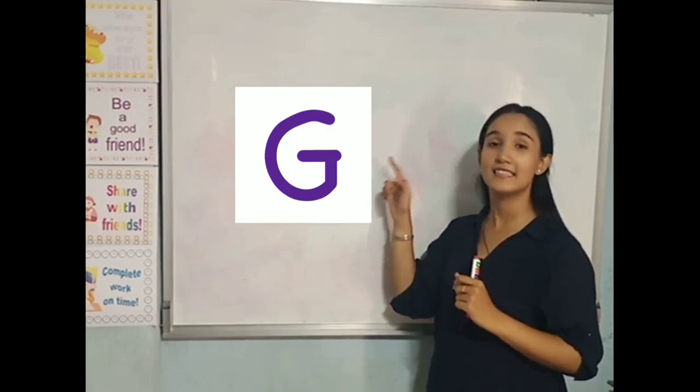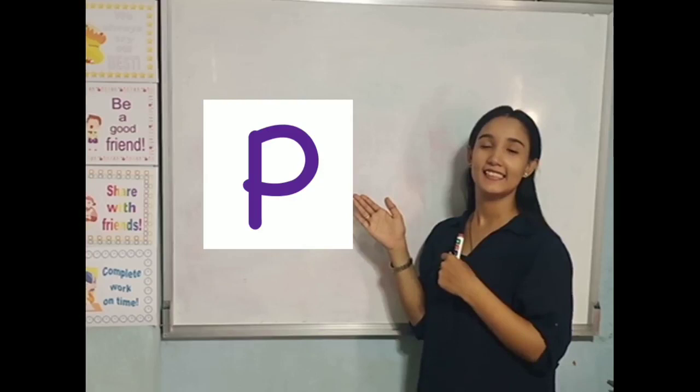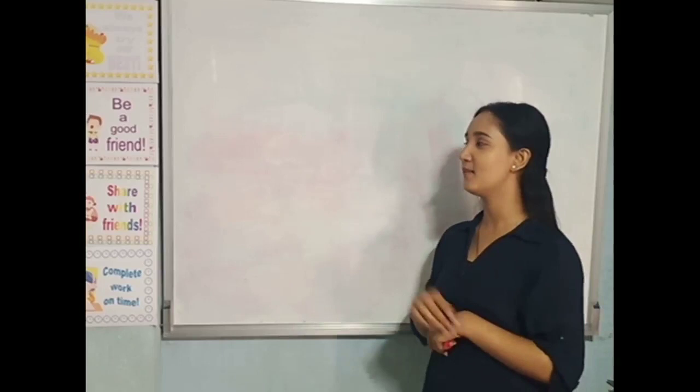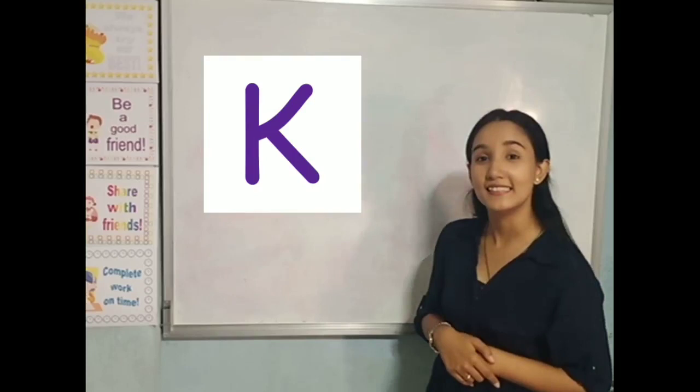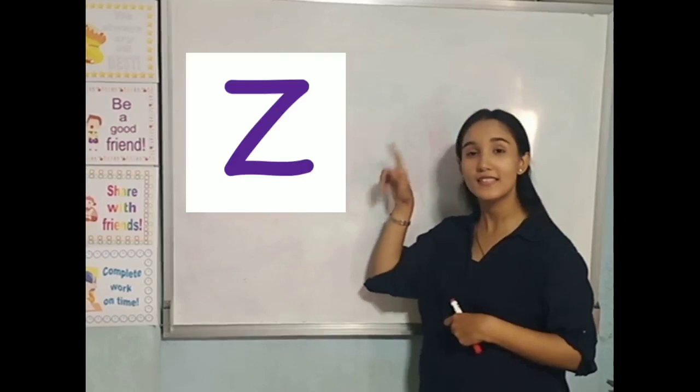Very good. And then I'll show you the next alphabet. What is this? Yeah, correct. This is P. Very good. And then I'll show you another one, okay? What is this? This is K. Very good. You are very clever. And I'll show you another one, okay? Ready? What is this? This is Z.